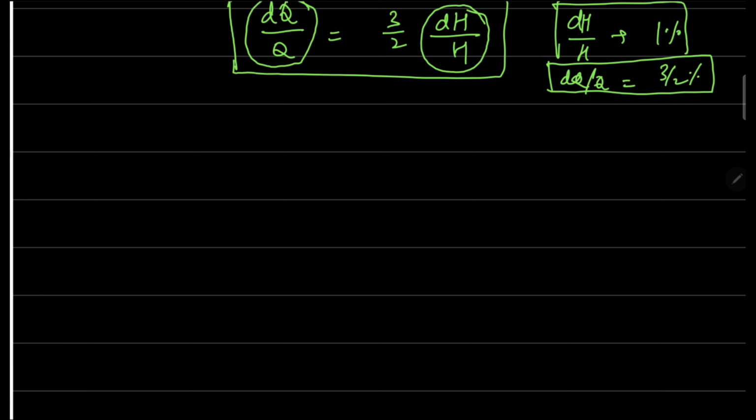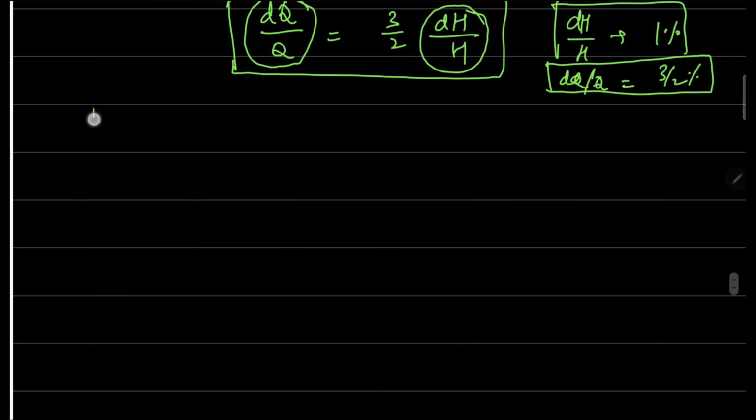Similarly, in view of the previous discussion, if we consider the effect on discharge over the triangular notch due to the error in the measurement of the head, we will get the equation dQ by Q is equal to 5 by 2 dh by h, because the discharge is directly proportional to the 2.5 power of h. However, I will demonstrate how we arrive at this particular expression.